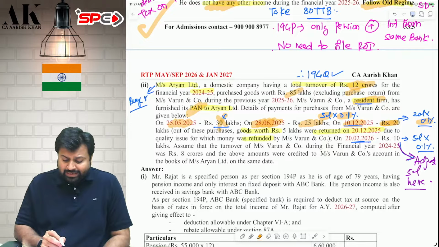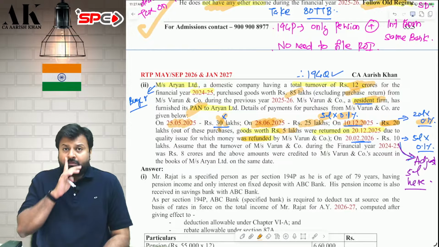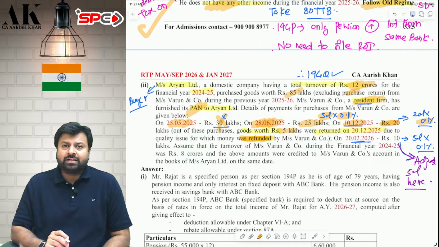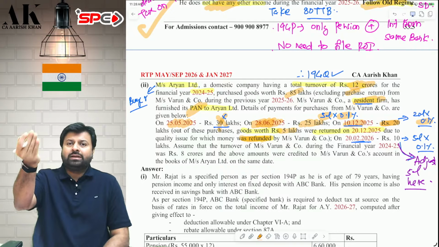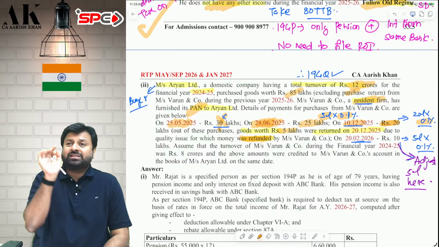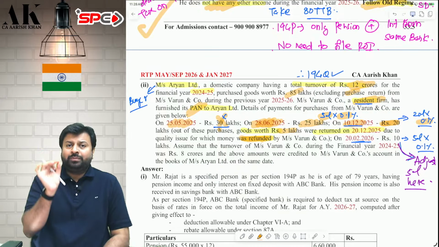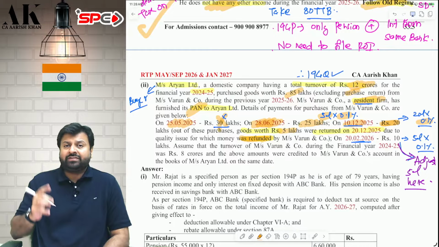But out of this 20 lakh, 5 lakh is returned in future. And 5 lakh goods are returned by the buyer and money was also refunded. So remember, CBDT has given a circular that if you have already deducted TDS and paid to the government, and later on if you have returned the goods and money is refunded, you can adjust that much TDS against future purchase. So TDS of 5 lakh rupees, you can adjust against future purchase. So in future, against same seller only, not against different seller.